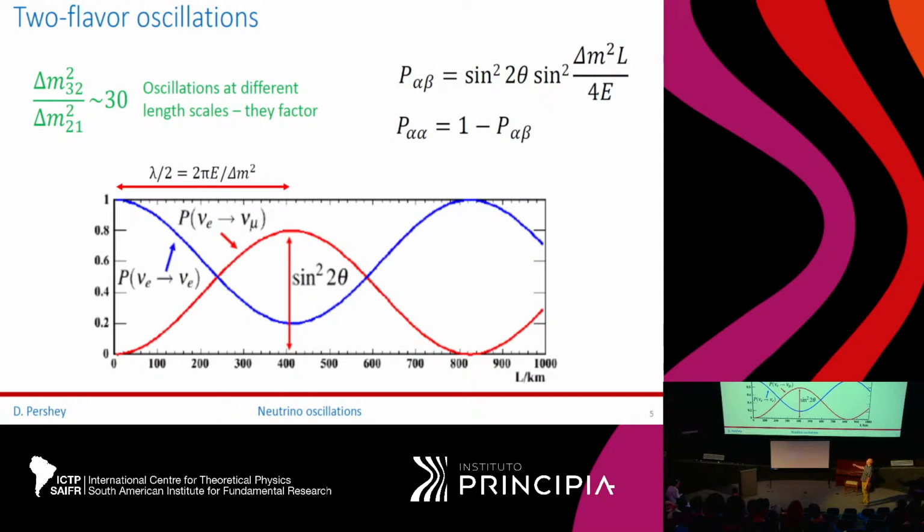And exactly this wavelength is related to basically the wavelength equals 4 pi E over delta m squared. So in this way, the delta m squared is basically just the frequency at which the oscillation happens. And then the sine squared theta is the degree of appearance or disappearance that you get at the maximum oscillation point.